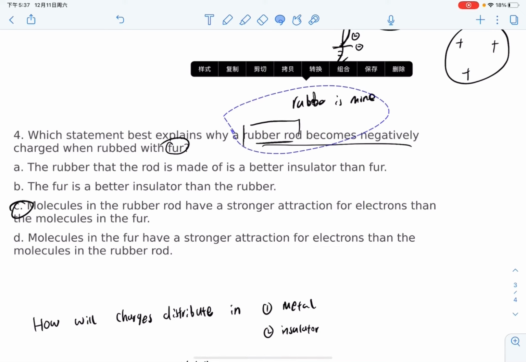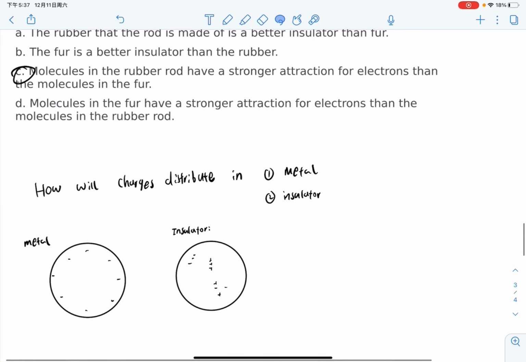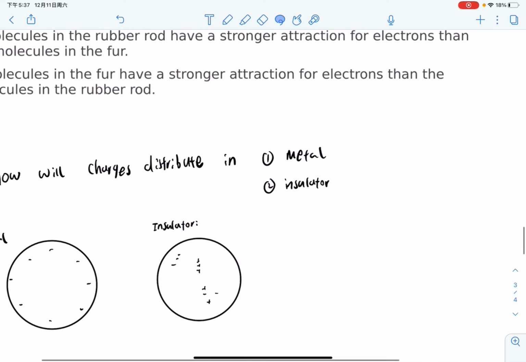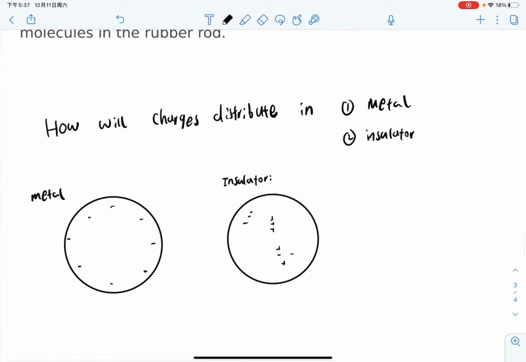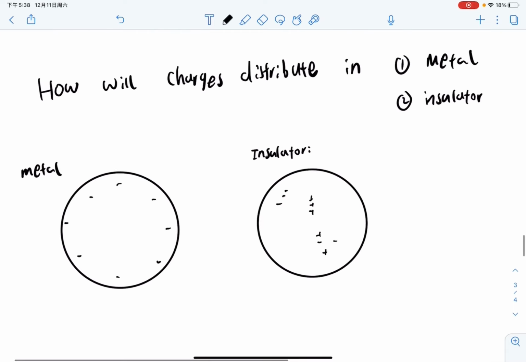Okay, moving on. We're going to see how charges distribute, first in metals and second in insulators. For the case of a metal, the charge will distribute evenly on the outer surface of the metal.